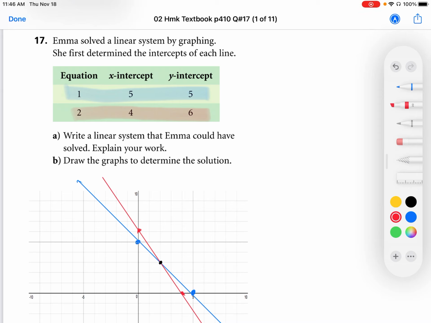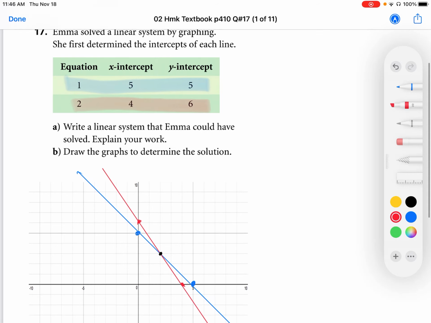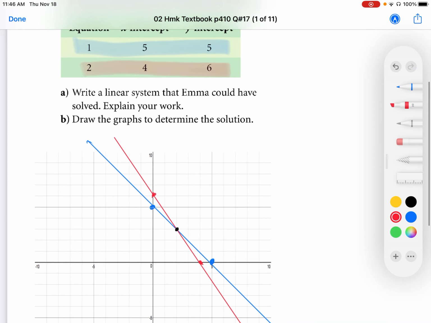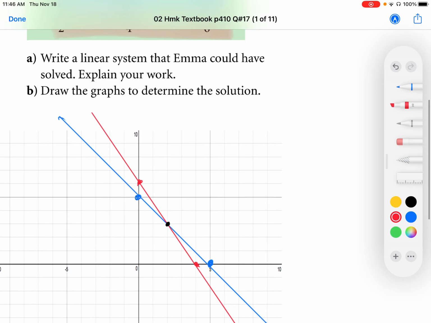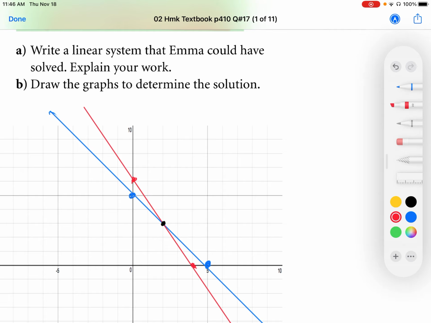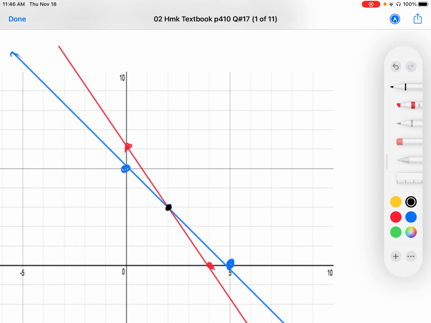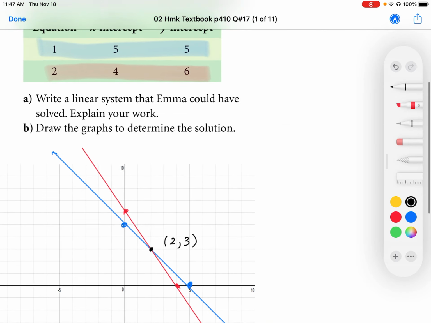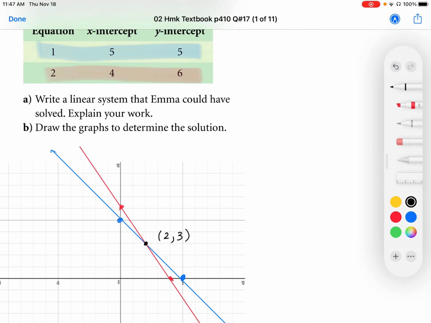So the question asks, A, write a linear system that Emma could have solved and explain your work, and B, draw the graphs to determine the solution. So I've done B first. I've drawn the graphs, and based on the two graphs, the blue graph and the red graph, equation 1 and 2, it looks like the solution is going to be where the intersection is. And this is a relatively accurate graph, and it looks like it's pretty much right on x is 2, y is 3. So the graph is going to give us that solution.